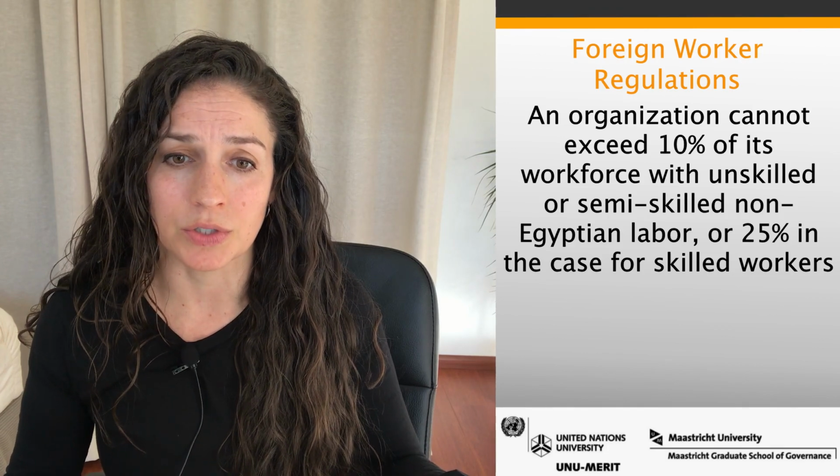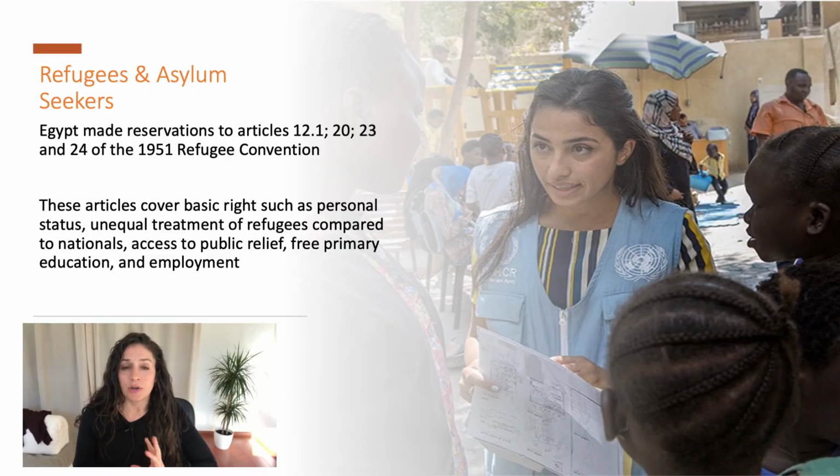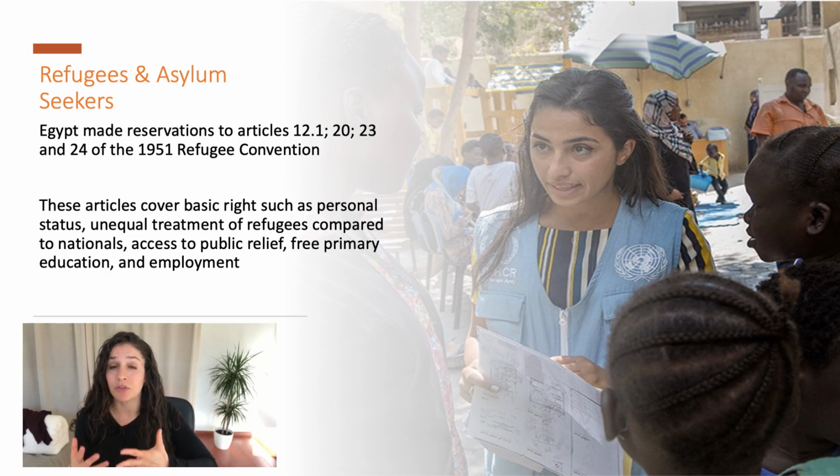case of skilled workers. Now turning our attention specifically to refugees and asylum seekers, which are important in the Egyptian case. Egypt made reservations to articles in the 1951 Convention regarding local integration. So they specifically made reservations on articles 12.1, 20, 23, and 24. So even though they did sign the Refugee Convention and the protocols, there are still quite some restrictions to how they deal with refugees in the country.